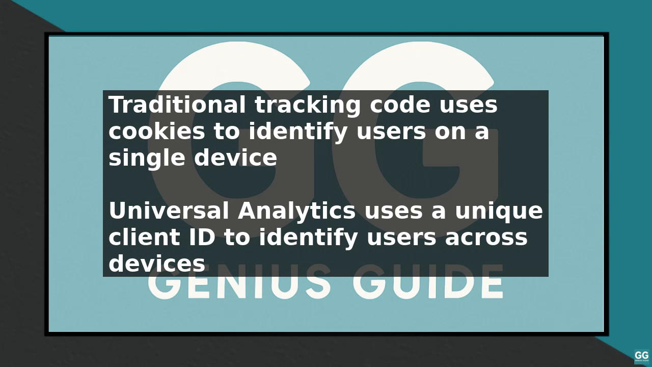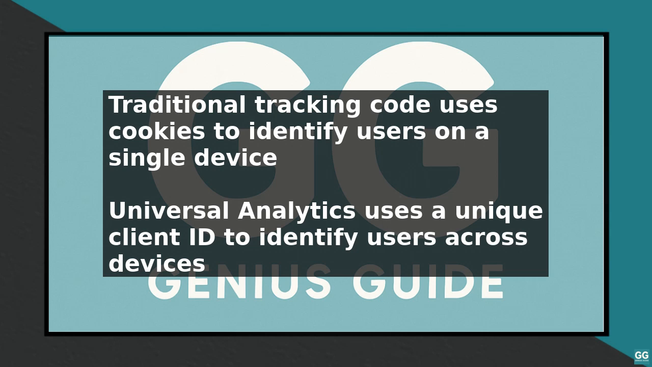In terms of implementation, the traditional tracking code requires you to manually set up and configure each tracking function, while Universal Analytics provides a more streamlined setup process with the use of tags and triggers in Google Tag Manager.